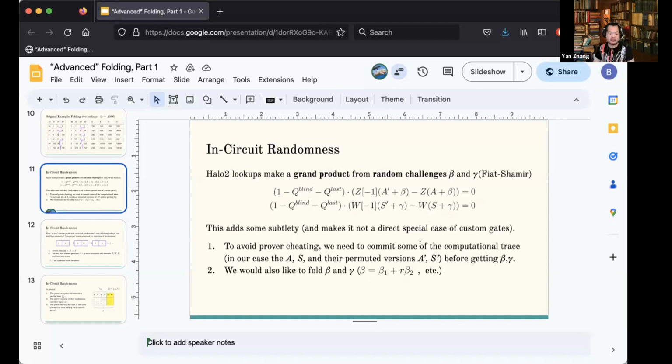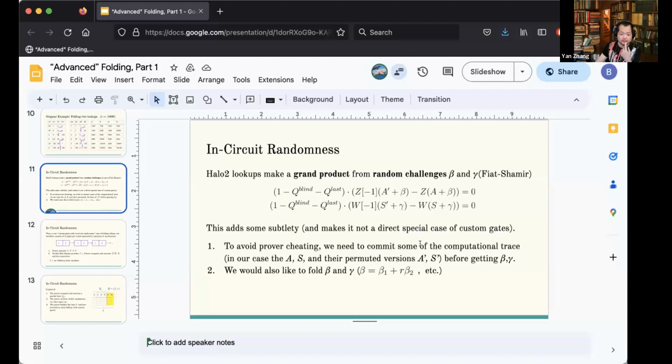This is actually the thing that makes our situation not a direct special case of the custom gates. And again, to give credit where it's due, Sangria already outlined the custom gate strategy in their paper, so they did have that idea. But the custom gates don't have this weird thing where some of the information is given later, and you have to worry about not giving away too much information first so that the prover or the verifier can cheat. In cryptography, you have to be a little bit careful about this kind of stuff.